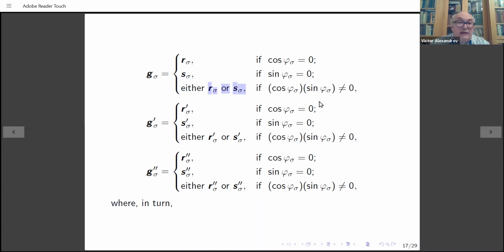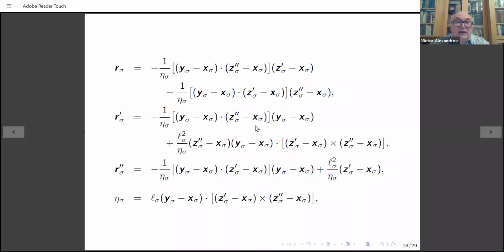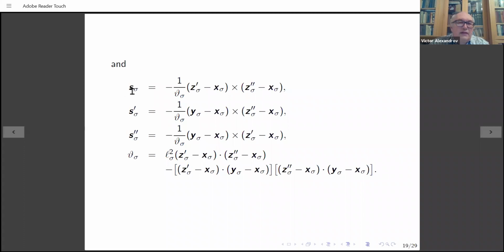And what are these vectors? R sigma. They are given by some long but explicit formulas in terms of position vectors of the vertices of the polyhedron. I do not believe that it is possible for you to understand something in these formulas. Just notice that they are explicit. And for vectors S sigma, we have another set of explicit formulas.